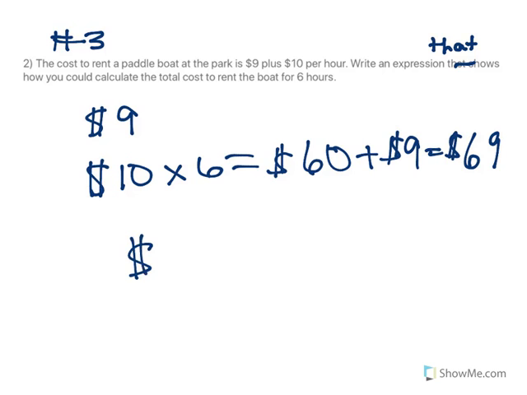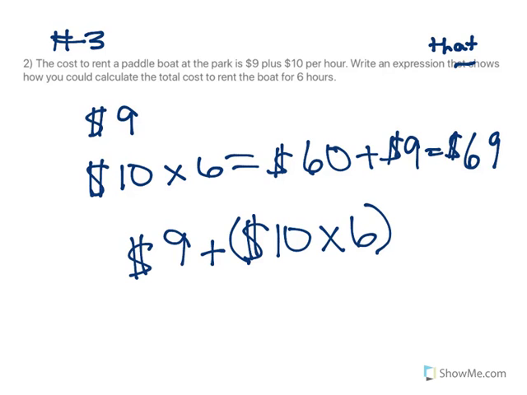So we know that it's going to be $9 plus the $10 for 6 hours. Again, the way that it's written right now is fine because we'd have to do this multiplication before we do our addition. However, if you wanted to add parentheses around the multiplication, just as a reminder to do that first, that's cool too. It's entirely up to you, whichever way is going to help you remember the order of operations.